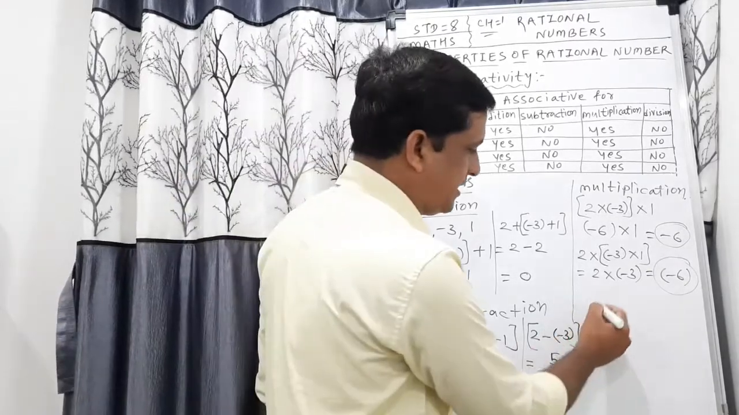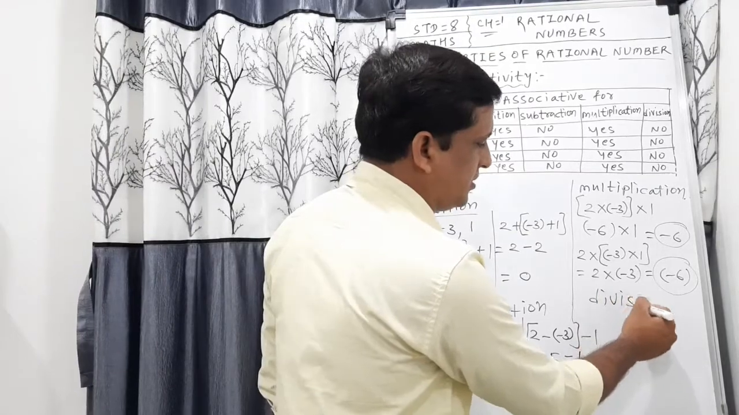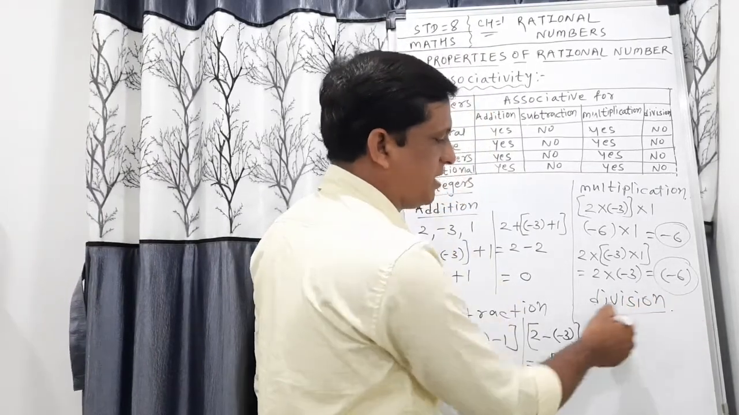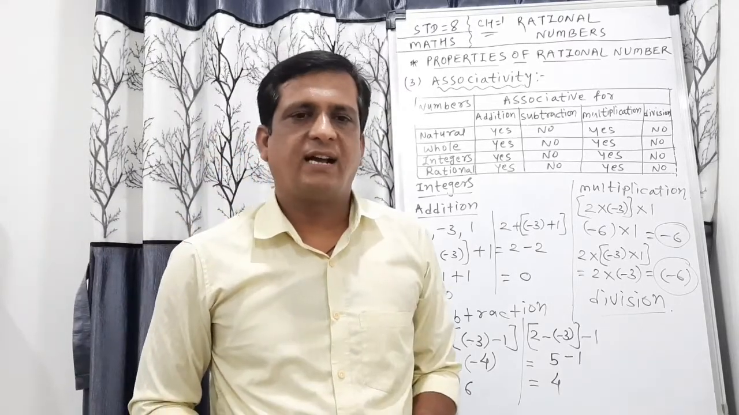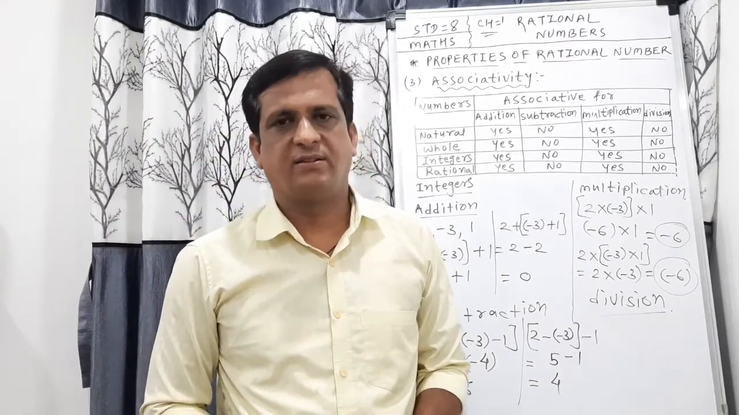And the last one, that is for division. So from the above discussion we can say that integers are not associative for division, right?